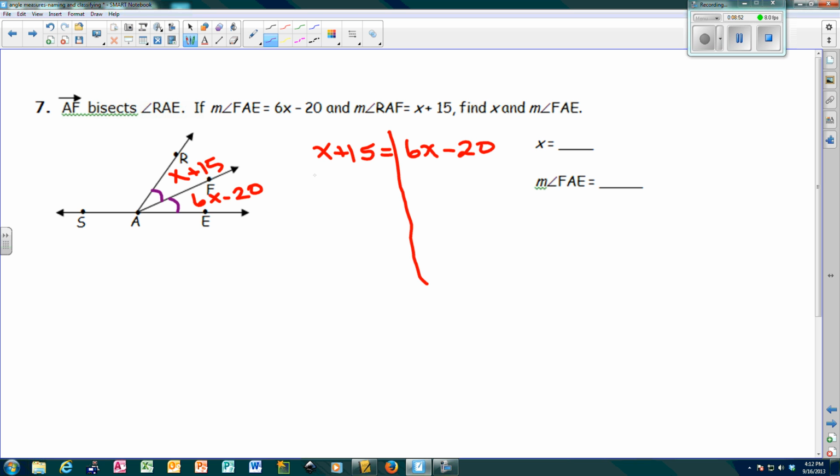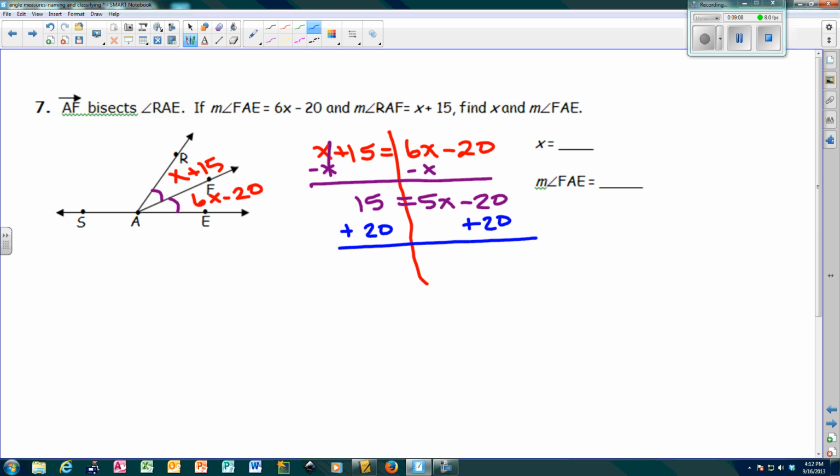So then I'm going to do my math here. I subtract x from both sides. So I get 15 is equal to 5x minus 20. And then I'm going to add this 20 to both sides. And I get 35 is equal to 5x. And then I'm going to divide both sides by 5. And I find out that x is 7. So x is 7.